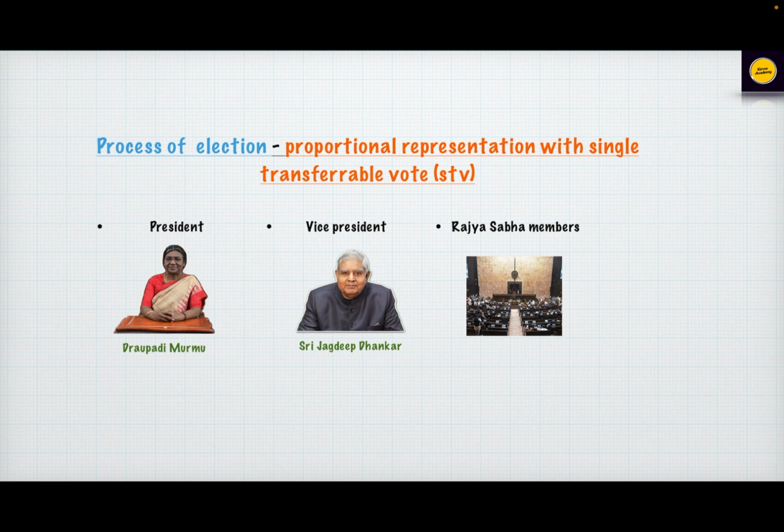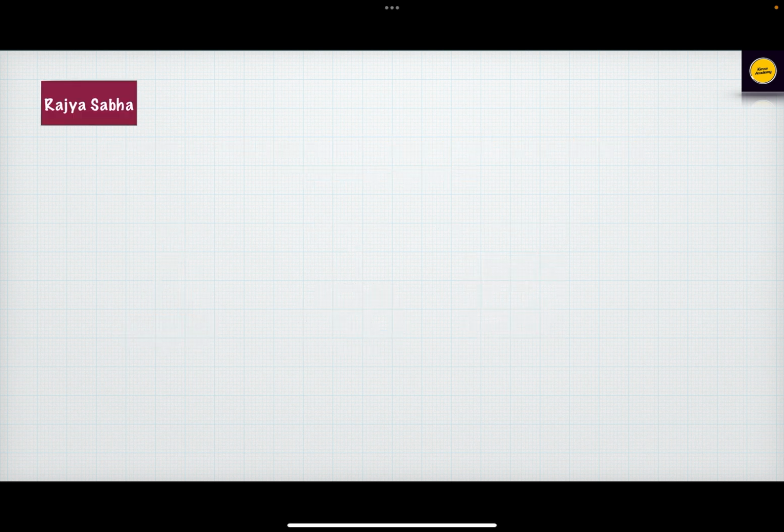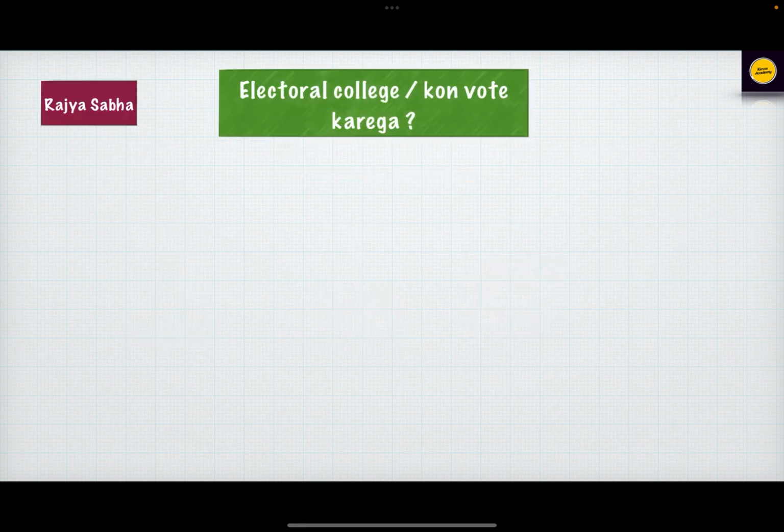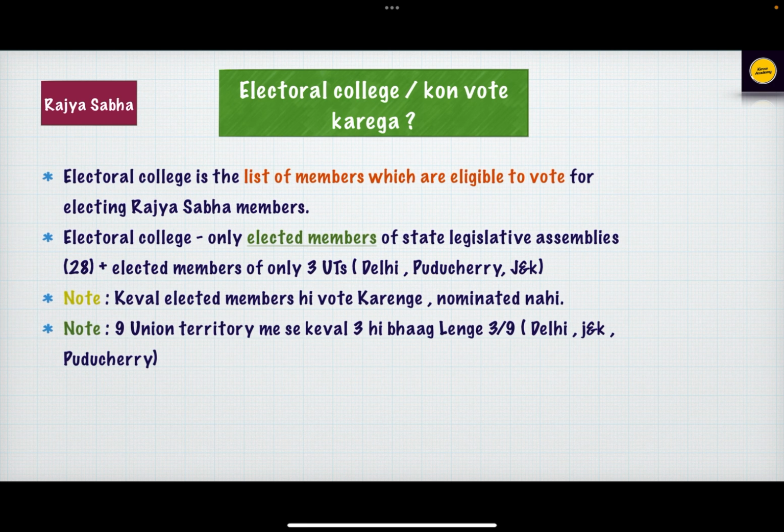However, we should know that the electoral college involved in the election of president, vice president, and Raj Sabha members is different. So what is the electoral college? Electoral college means कौन vote करेगा. Whoever will participate in the voting process constitutes the electoral college. For example, if we take the Raj Sabha, the electoral college is the list of members eligible to vote for electing Raj Sabha members.